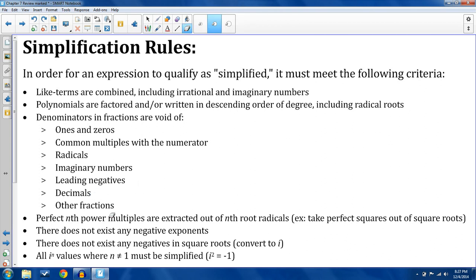Perfect nth power multiples are extracted out of nth root radicals. So the example here is if you have the square root of 9x squared, don't leave it like that. Take out the perfect squares that exist in there. For instance, the square root of 9 is 3. The square root of x squared is x, or the absolute value of x, really. On that note, we'll talk about how absolute values work with that.